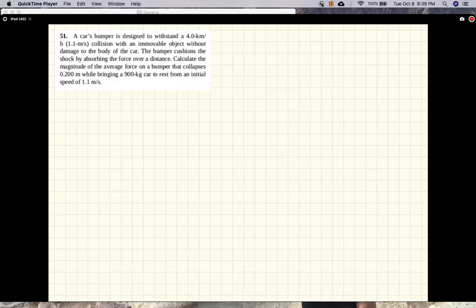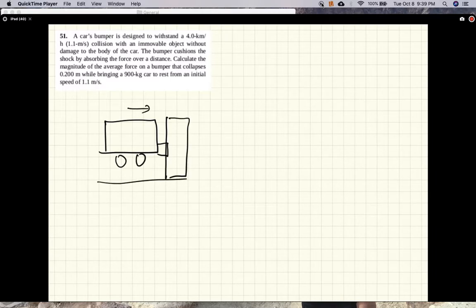Okay, so let's do a diagram. This time we'll draw wheels. Here's the bumper, and we'll draw the wall touching the bumper. So you hit a wall going at 1.1 meters per second, and the bumper collapses over 0.2 meters. So the bumper hits the wall, and the wall exerts a force in that direction on the bumper, which collapses it.